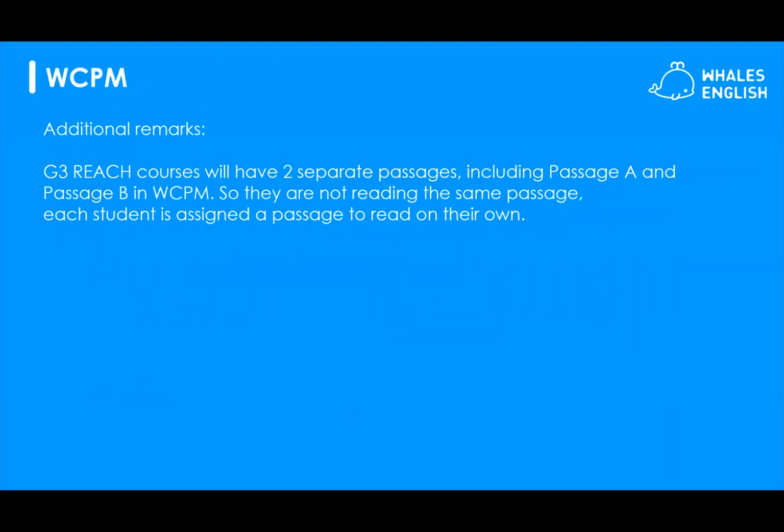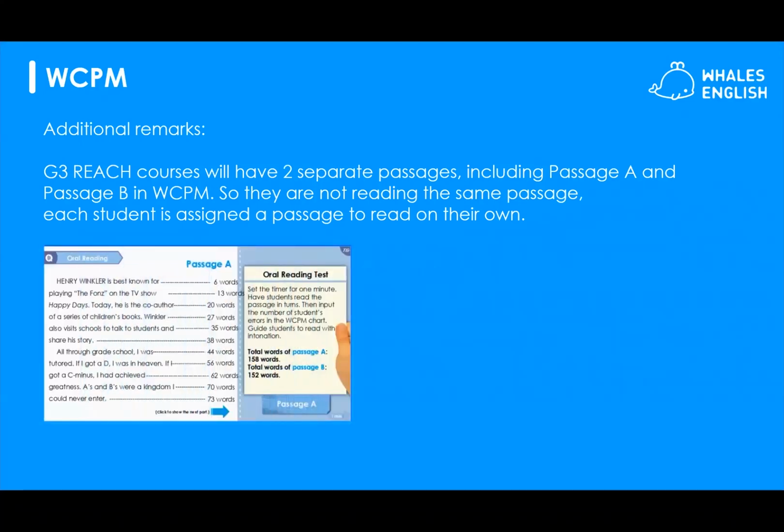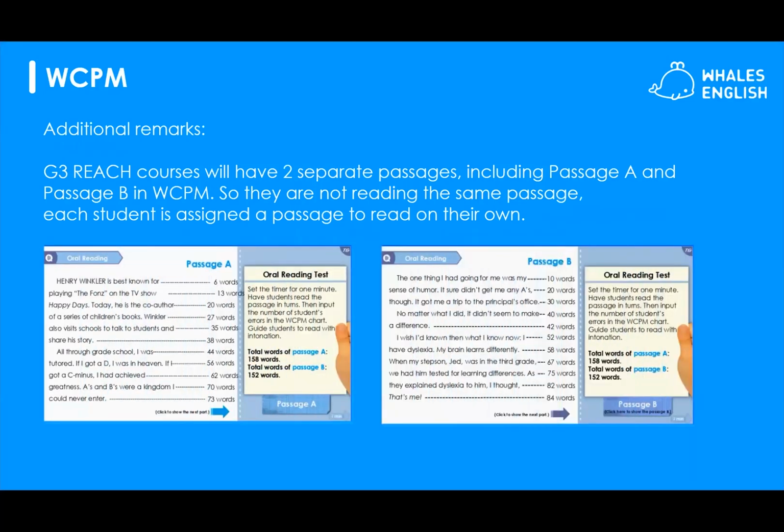Additional remarks. Grade 3 REACH courses will have 2 separate passages, including Passage A and Passage B in WCPM. So they are not reading the same passage. Each student is assigned a passage to read on their own.